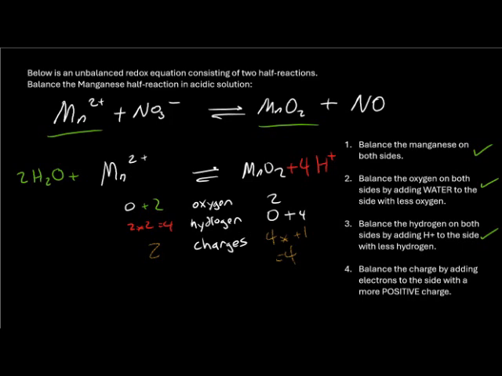Since the left has 2 charge and the right has 4 charge, we're going to have to modify that 4 to make the charges equal. The difference between 4 and 2 is a difference of 4 minus 2. 4 minus 2 gives us a difference of 2 electrons. And so we're going to need to put 2 electrons on the right side, since that's the side that was more positive. So, along with the MnO2 and the 4H+, we're going to put 2 electrons on the right. This completes our task of balancing this half reaction.